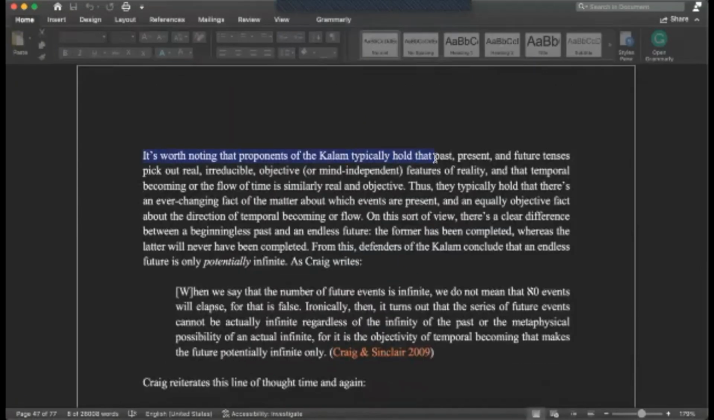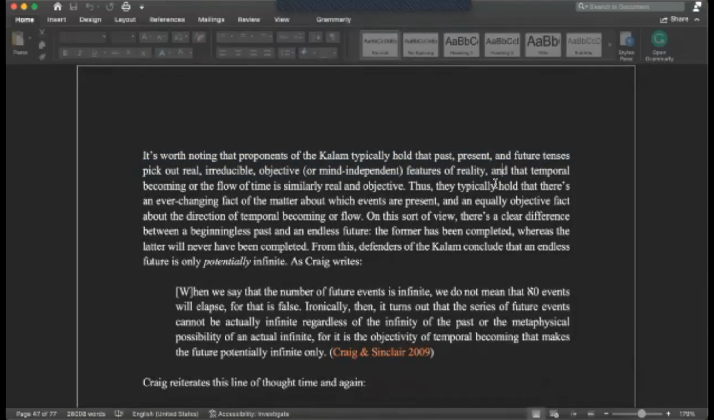It's worth noting that proponents of the Kalam typically hold that past, present, and future tenses pick out real, irreducible, objective, or mind-independent features of reality, and that temporal becoming or the flow of time is similarly real and objective. Thus, they typically hold that there's an ever-changing fact of the matter about which events are present, and an equally objective fact about the direction of temporal becoming, or flow. On this sort of view, there's a clear difference between a beginningless past and an endless future. The former has been completed, whereas the latter will never have been completed. From this, defenders of the Kalam conclude that an endless future is only potentially infinite.